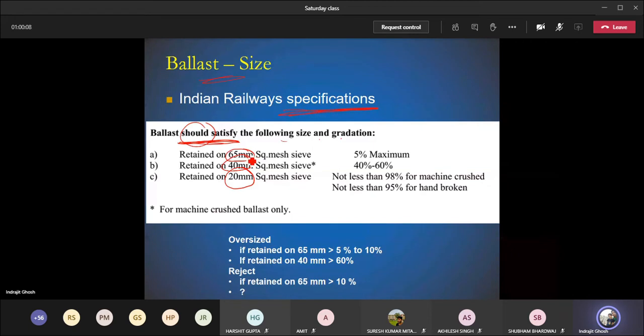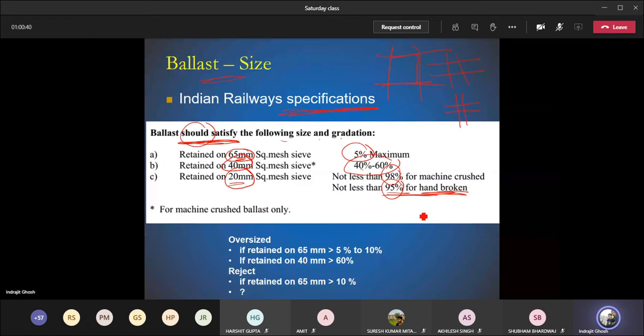So one is for 65 millimeter, which is comparatively larger. Okay, so it says maximum 5%. Then we have 40, the smaller one. Okay, it is between 40 to 60. Then 20, the smallest one. It says it is not less than 95 to 98%. It is 95 when it is hand broken.